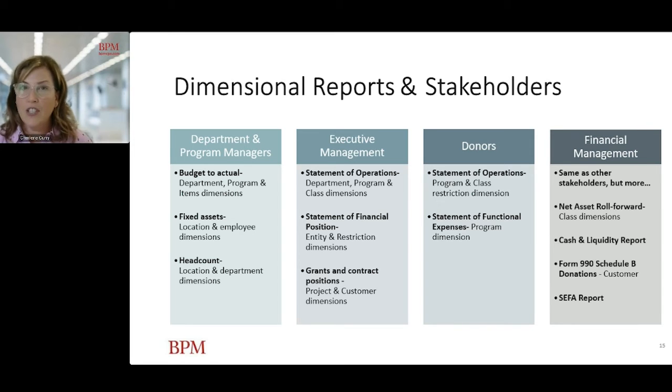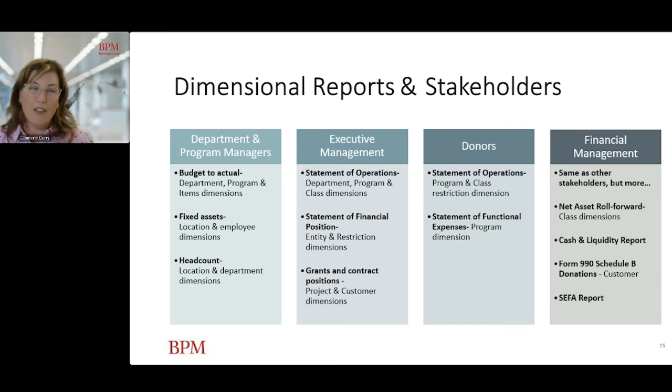The next area is the donors. They're always wanting to monitor and see how their precious dollars are being used in our organizations. So they're looking for statement of operations where they can see the dimensions being sorted by programs and classes, right? And seeing what type of restrictions there are. They're also looking at the statement of functional expenses. The sophisticated ones are looking at what percentage of your dollars are being spent on the programs versus G&A and fundraising. And then the last segment is financial management.